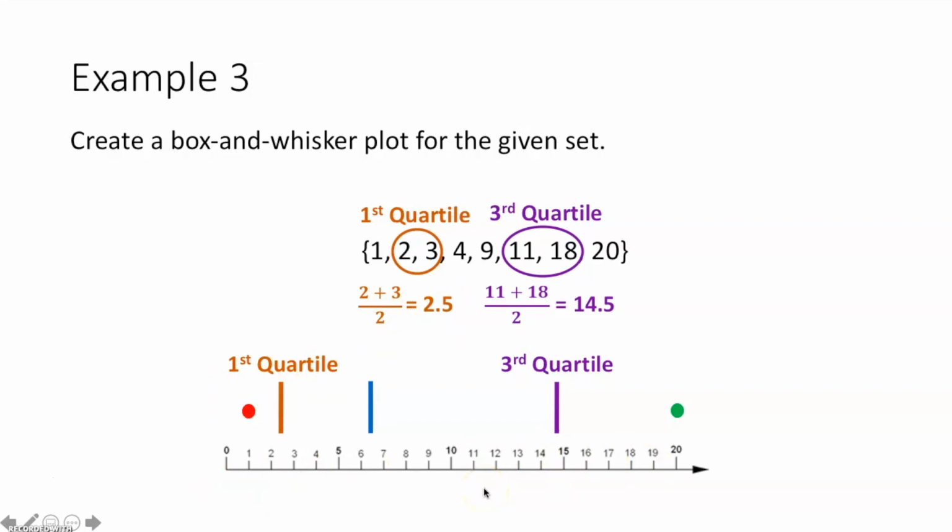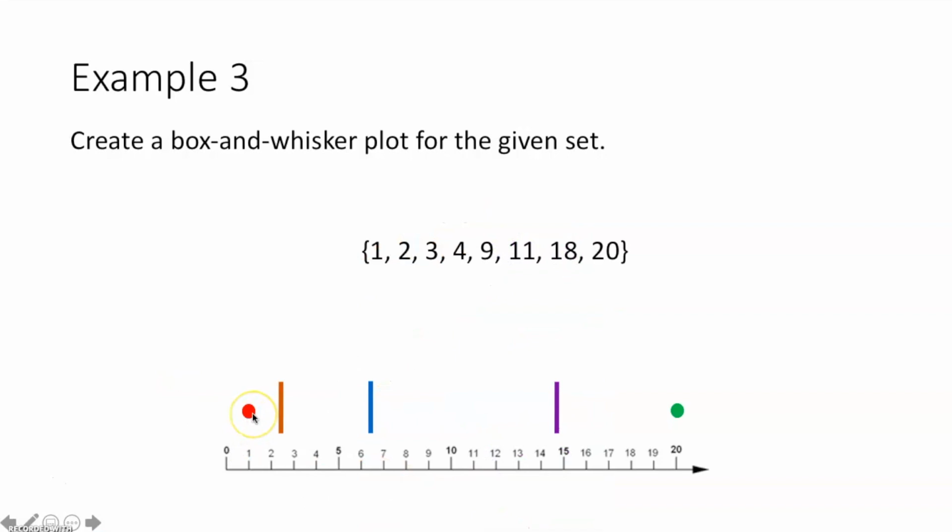Then all we have to do to finish this off is draw a line connecting our minimum to our first quartile, our maximum to our third quartile, and connect the tops and bottoms of our first and third quartile. And that's how you create a box and whisker plot.